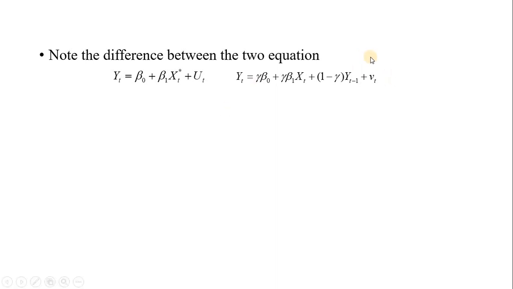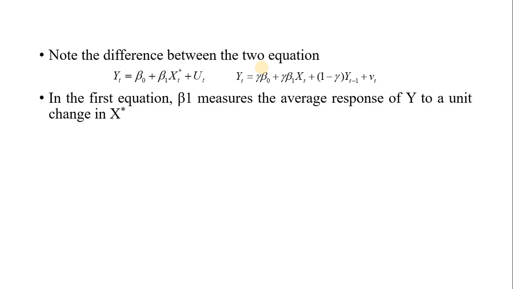Now we don't have the expected variable. We are all having the current variable, because we have handled this using the adaptive expectation model, and we have converted our equation into this equation. So in the first equation, what will beta 1 measure? Average response of y to a unit change in x star t. How much y value will be changed when your expected interest rate will change?